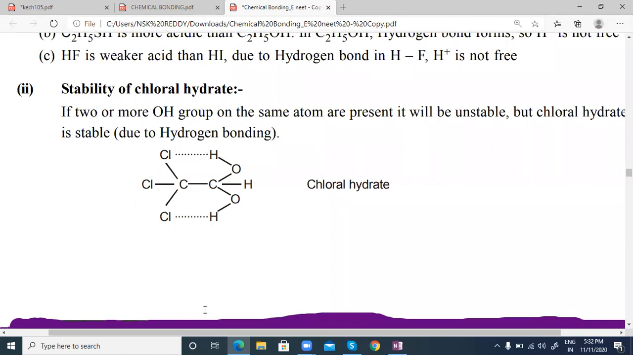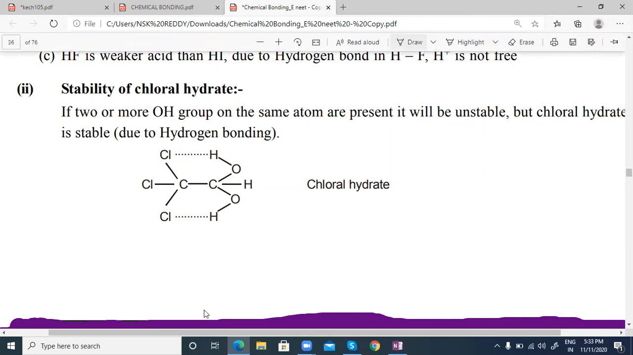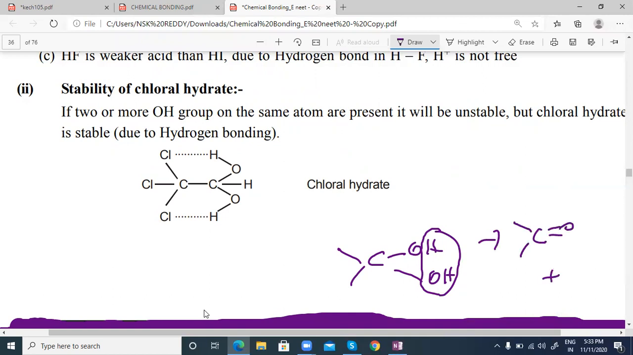One more: the exceptional stability of chloral hydrate. Generally, chlorine doesn't form hydrogen bonding, but I have given this as one special case where there is hydrogen bonding. Any carbon containing two OHs is supposed to be highly unstable. It can lose a water molecule readily and form a double bond C=O plus H2O. But here, even with two OHs, they form hydrogen bonding. That is the reason this is stable. We call this chloral hydrate, the name of the compound.